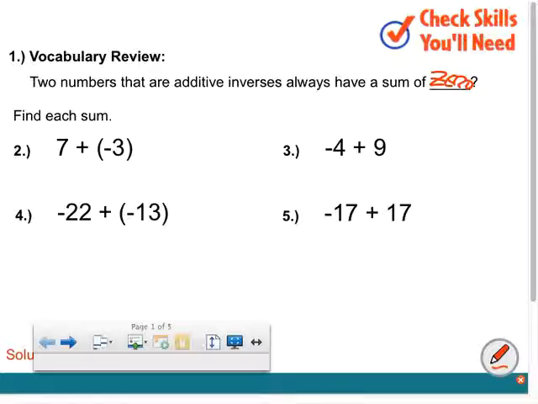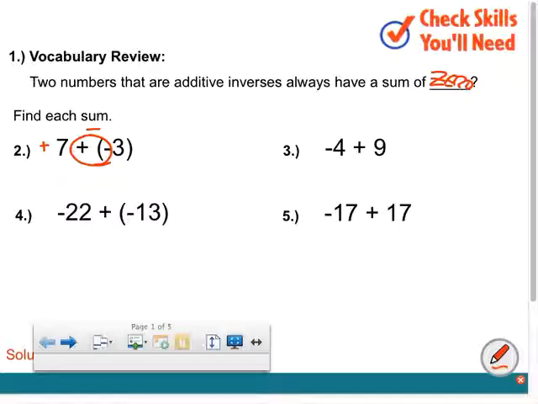Okay, find each sum. Who can explain to me how we're going to find this sum? Go ahead. Okay, and what sign goes in front of 7? It is a positive. When there's no sign, you can put a plus there. What about the 3? How do we fix it so we have one sign in front of the 3? Since it's a positive and a negative, it's going to make it negative.